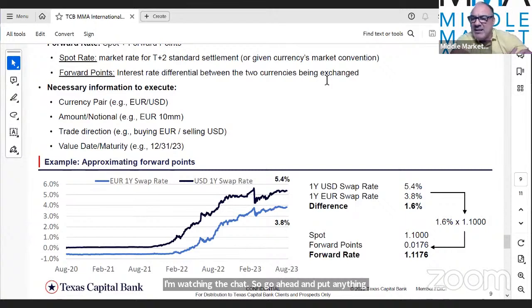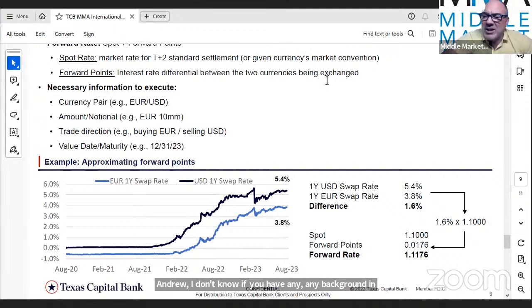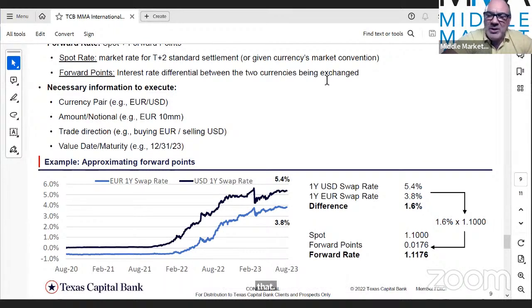Okay, we've got a question. Is there a mandatory withholding on money transfers from Mexico to the US between businesses? So that's an interesting question. Unfortunately, with my position at the bank, I can't opine on tax. Andrew, I don't know if you have any background in that. That's from Carlos. Carlos, I'll follow up on that one after the call, since, as Nick said, the bank can't offer an opinion on the Mexican tax side of things.